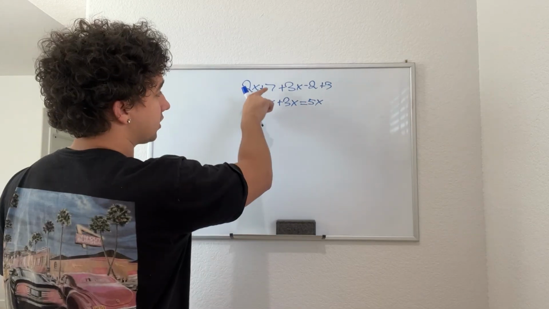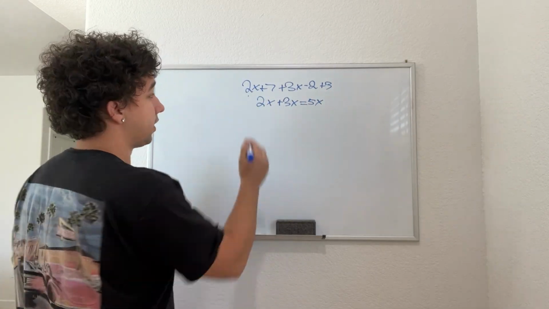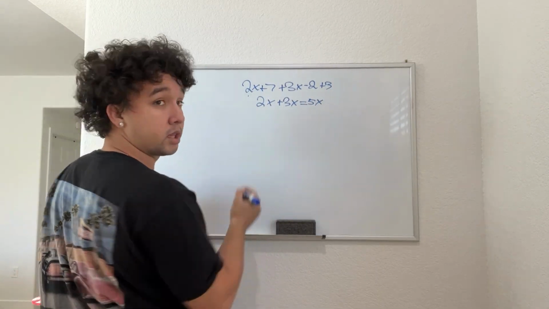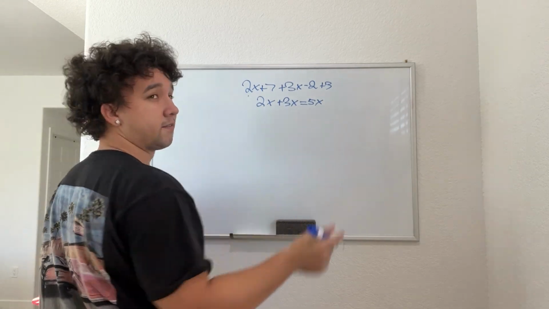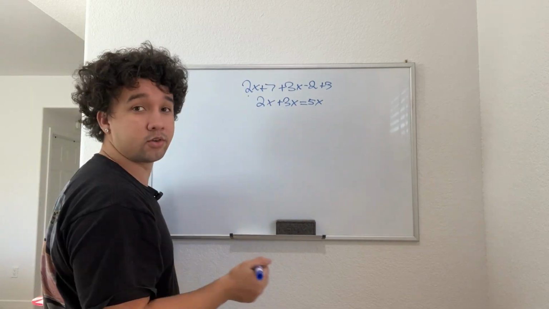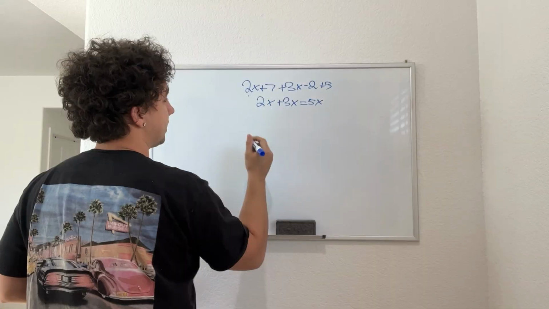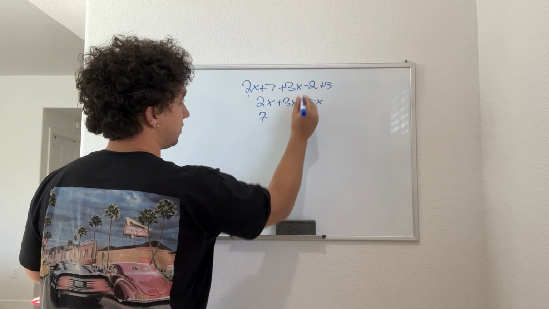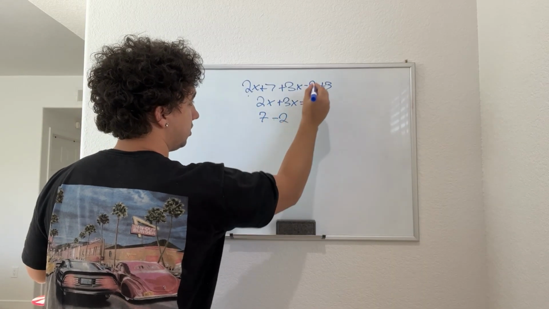Okay, now the next one I'm going to do is all just the normal numbers without variables. So 7, you can bring the plus 7 if you want, but anytime it's the first term, unless it's a negative, you don't necessarily have to bring it down. So in this case, it's a positive, so I don't have to. So 7 minus 2 plus 3.